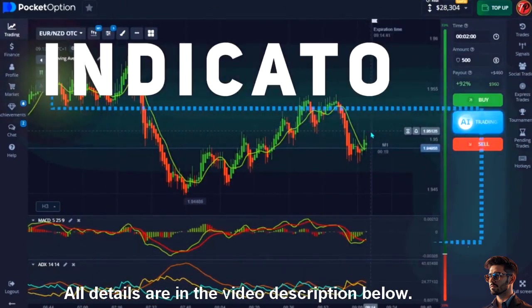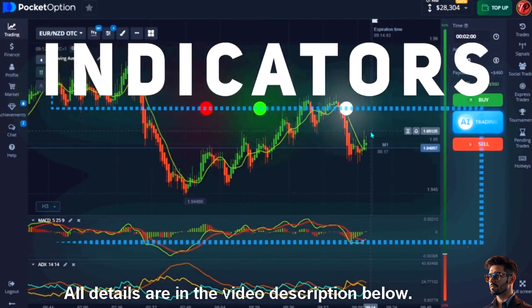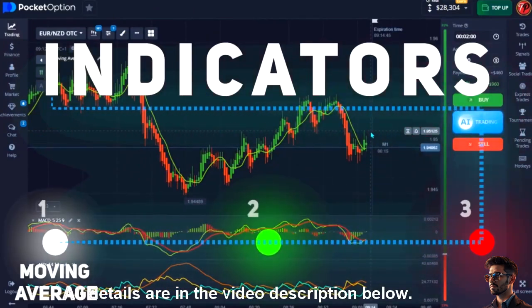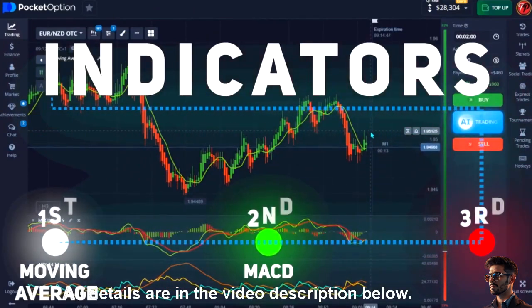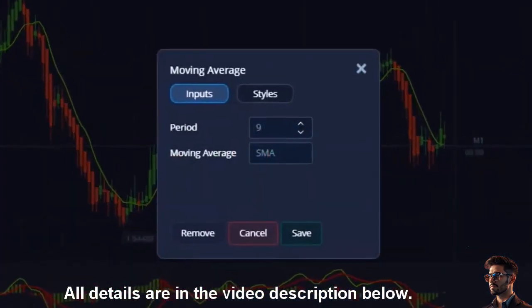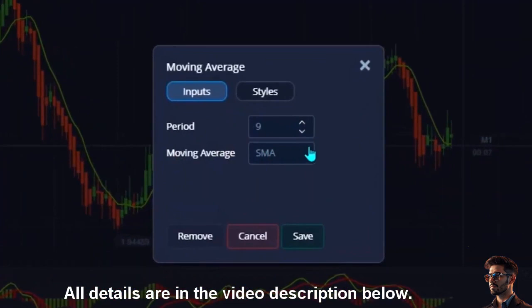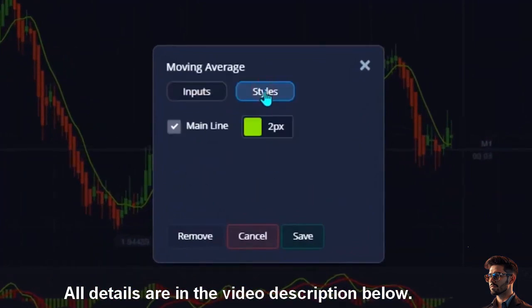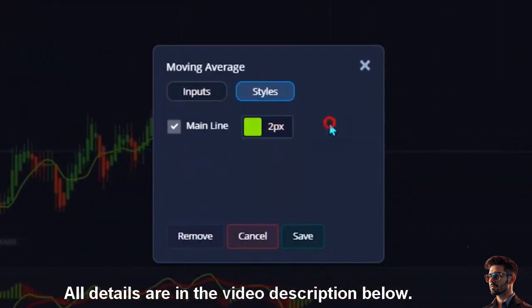So over here we're making use of 3 indicators. The first indicator I'm using is moving average, the second indicator is MACD, and the last indicator is ADX. Alright, and this is the setup of my moving average. The period I use is 9, the moving average is SMA. On the styles part I'm making use of green color, and of course I take my line to be 2 pixels, so that's pretty much all you have to do. When you're done, you hit save.